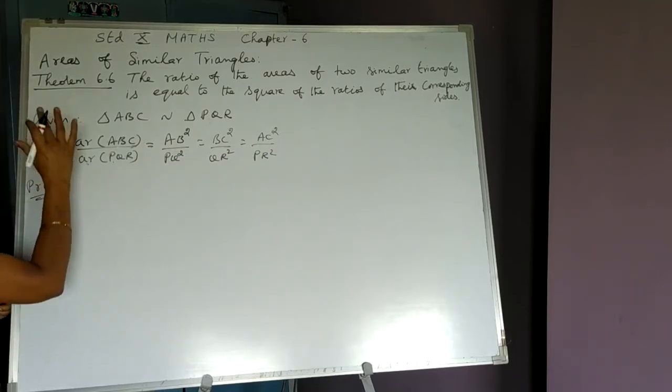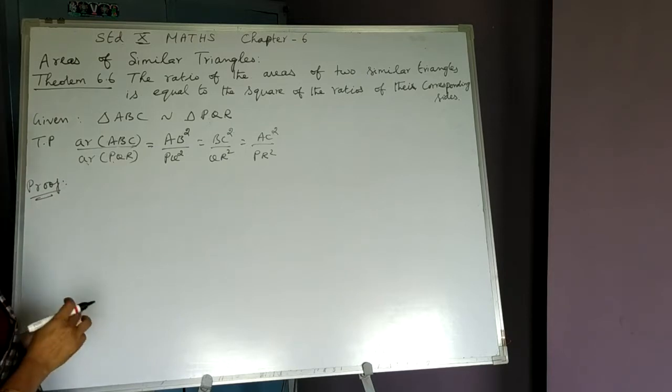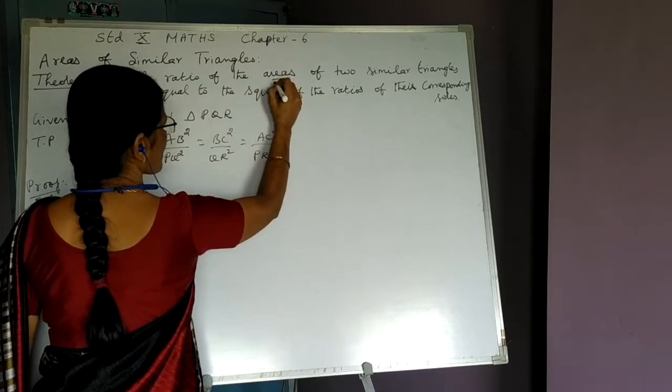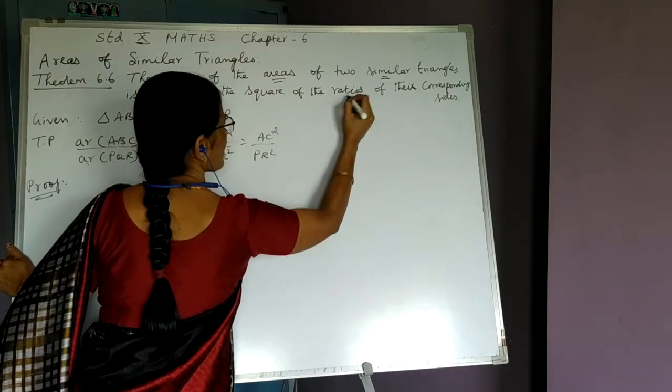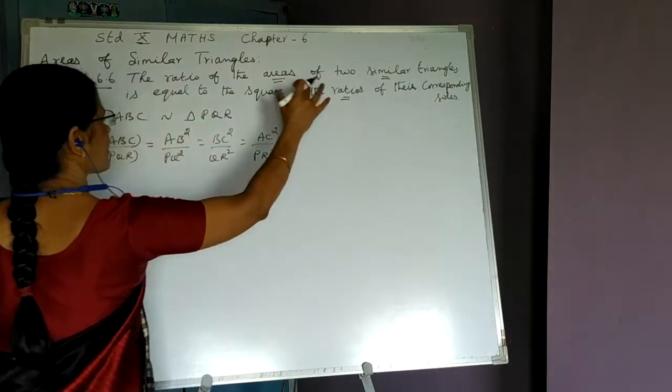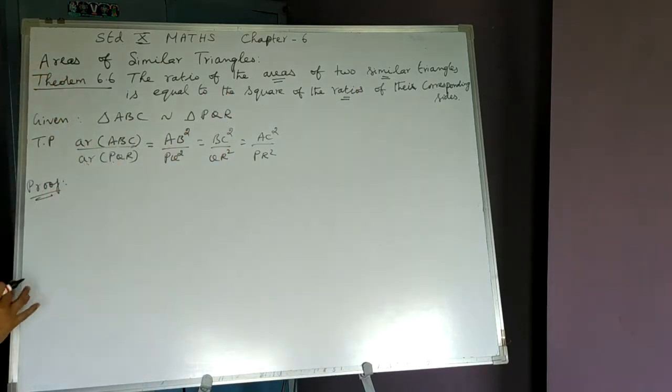Hope you understood the meaning of the theorem. How to identify the theorem? Very easily we can find out. You find the terms areas, similar triangles, ratios. With these three terms, easily you can make out it is nothing but theorem 6.6.